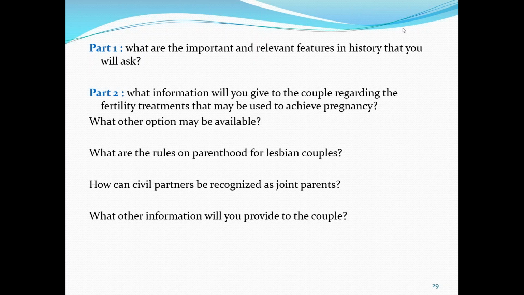Be specific to the question. Another thing I'd like to tell you: if you don't understand the question in the viva station, ask the examiner to rephrase the question. When I asked you how civil partners can be recognized as joint parents, although you know the answer, you didn't give it because I feel you didn't understand my question. So ask the examiner to rephrase the question, to tell you the question in another way. Okay? Apart from that, you told everything in this station. You did it very well. Thank you so much, Dr. Asha.